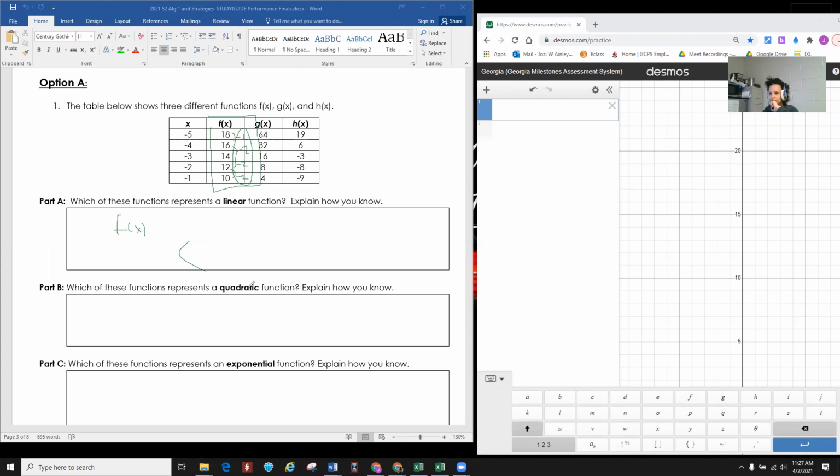Which of these functions represents a quadratic? Okay, so if I know f of x is already linear, now I'm looking for a quadratic. It's between these two. For a quadratic, the second difference is constant. Okay, the second difference is constant.